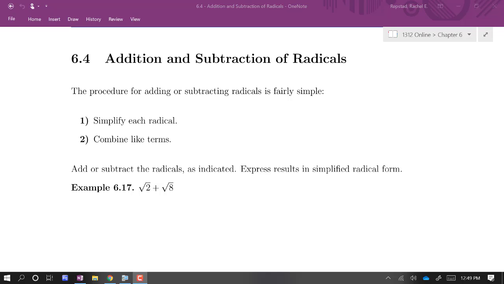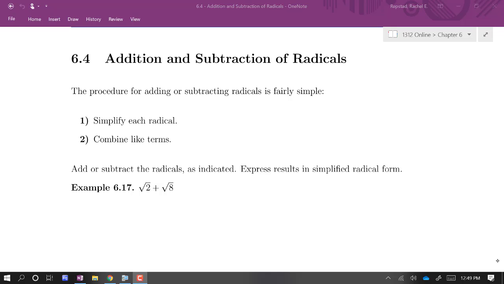All right, we're going to look at doing some addition and subtraction of radicals. The procedure is fairly simple in that we always begin by simplifying each radical, and then we combine like terms, meaning if I have the same radical, like if I'm adding root 2 to root 2, I get 2 root 2. So if the expressions inside the radical are the same, those are like terms, and we can combine them.